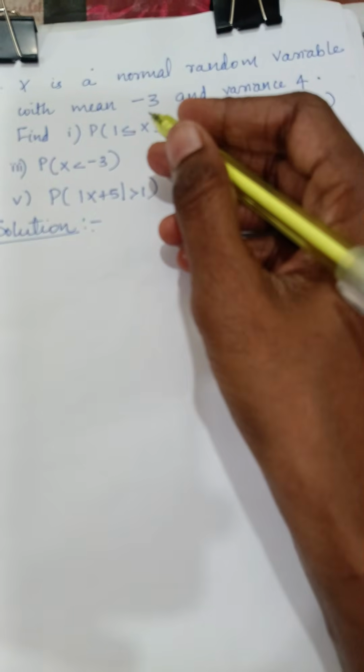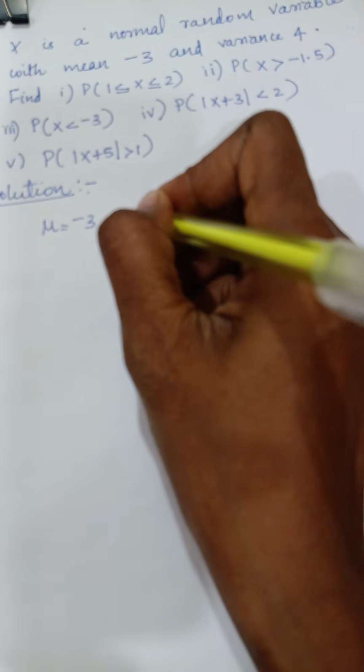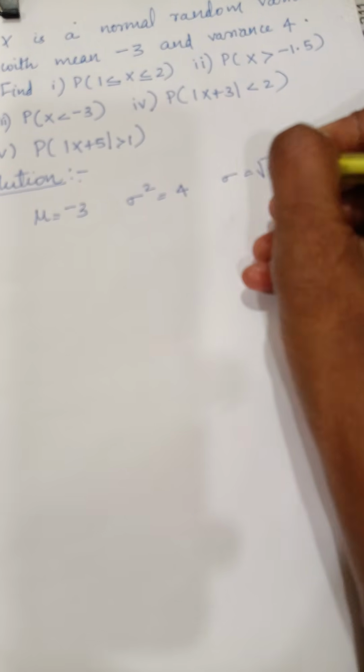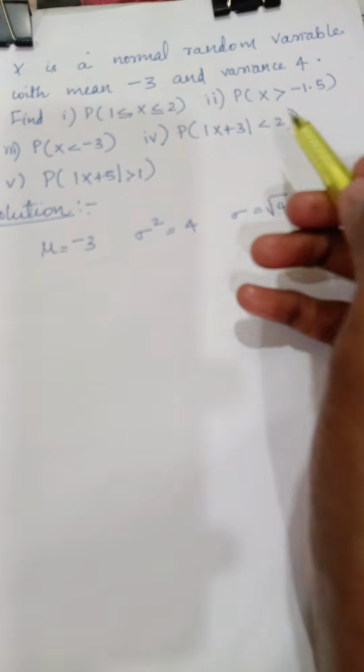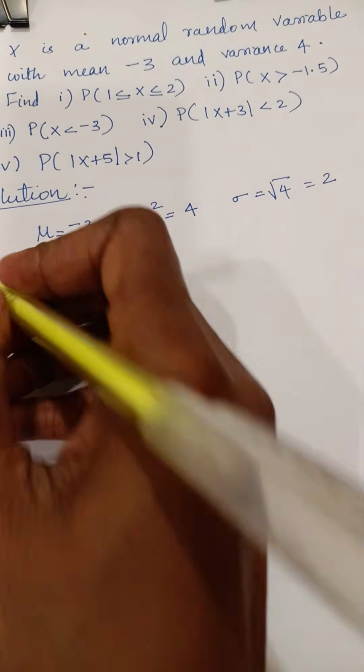Okay, so we are given mean is equal to minus 3. So, mean of normal distribution is mu, which is equal to minus 3, and variance is sigma square, which is given as 4. So, what is standard deviation? Root 4, which is equal to 2. So, mean is minus 3 and standard deviation is 2. Now, we have to find the given probabilities. So, let us consider the first case.